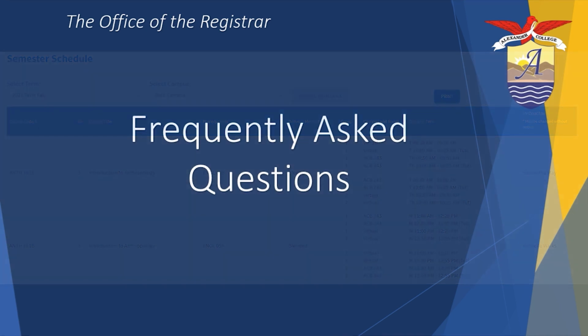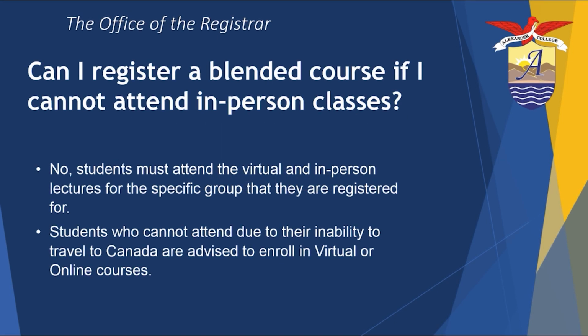Questions about blended course groups. Now that we have shown you how to identify a course, we will address some questions you may have about blended course groups. Question 1. Can I register for a blended course if I cannot attend in-person classes? At this time, if you are planning to enroll in a blended course, you will need to have arrived in Canada so that you can attend both the Zoom and in-person attendance sessions. If you have not yet arrived in Canada, our office advises enrolling in a course section with the delivery method online or the delivery method virtual.